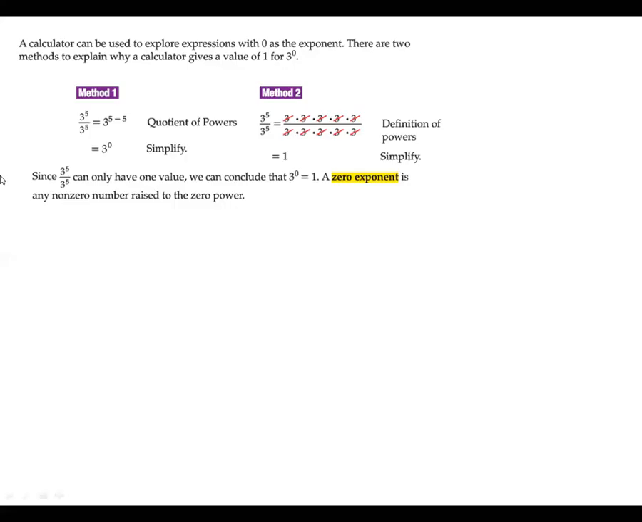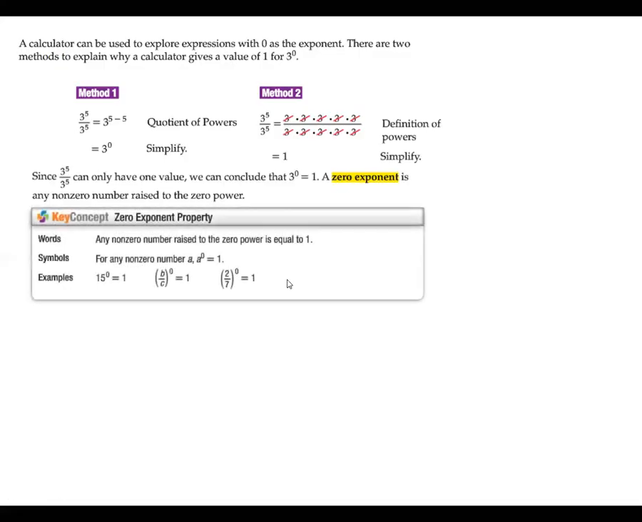It has to be a non-zero number. You can't do 0 to the 0 power. All right, you get into that in like calculus. Weird stuff goes on with that. All right, any non-zero number raised to a 0 power is equal to 1. So a to the 0 equals 1. So you know, if you have just a number to the 0 power, it's 1. If you have a fraction to the 0 power, it's 1. If you have a fraction with numbers or variables to a 0 power, it's always going to be 1.